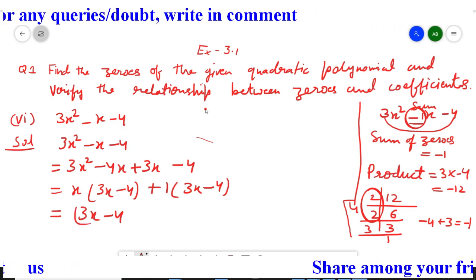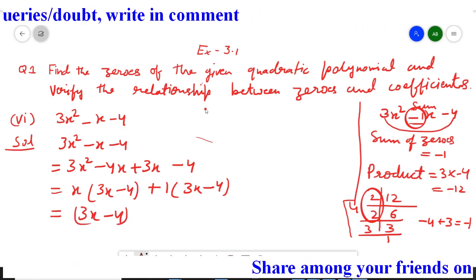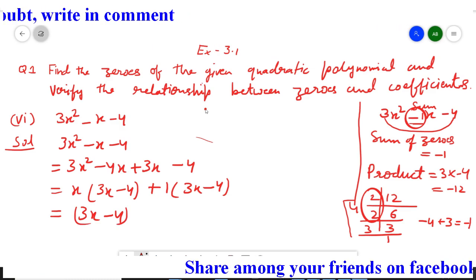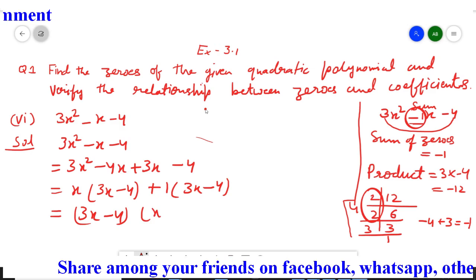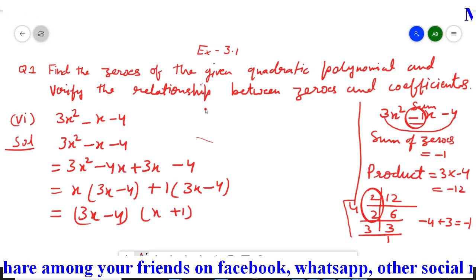Now 3x minus 4 is common in both the terms. So I took 3x minus 4 common. From here x remains and from here plus 1 remains.